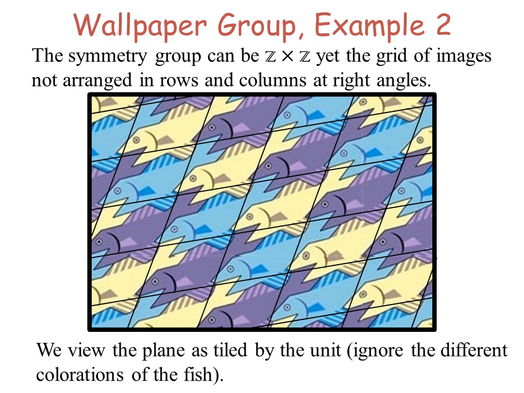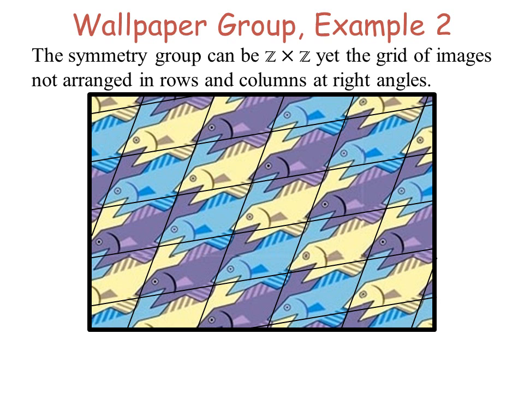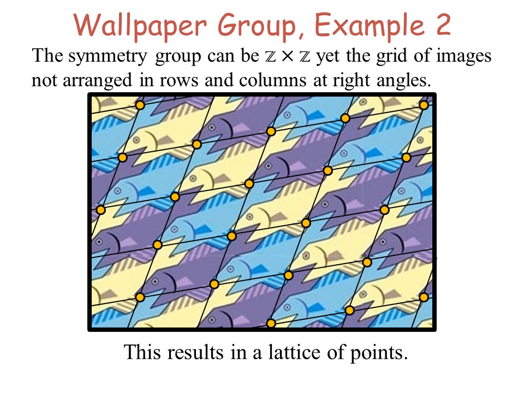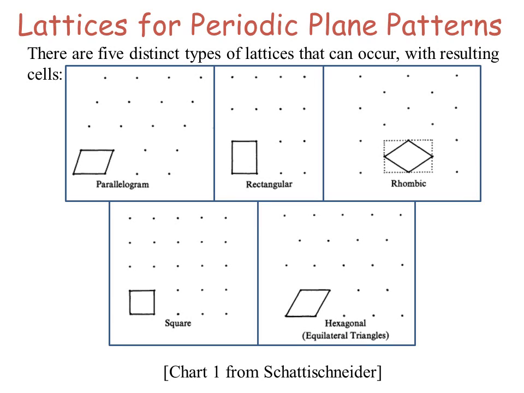The coloration here should be ignored. It is just an artistic effect. If we pick a point in the plane and then follow that point as it is translated by an integer amount in the two principal directions, then we get a lattice of points. One can show that there are only 5 types of lattices that can occur in a wallpaper group.